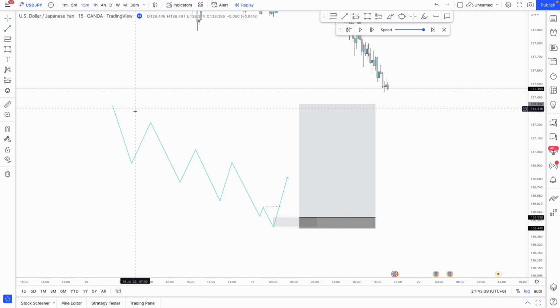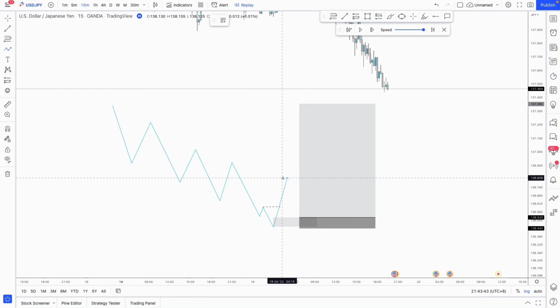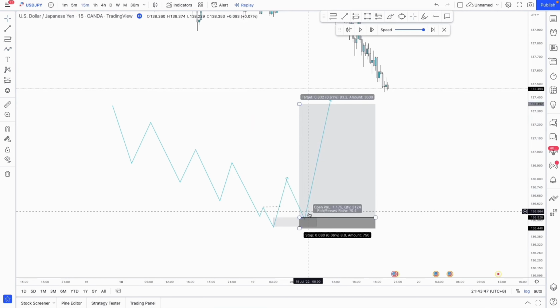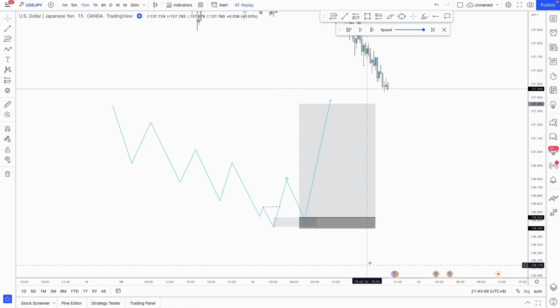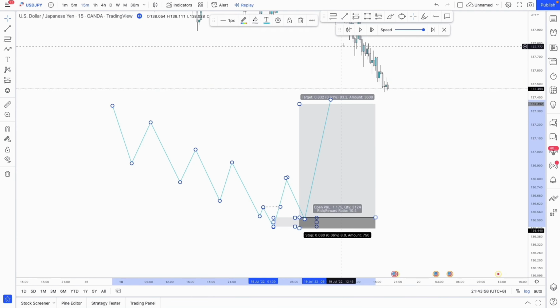Now, depending on other things like institutional order flow or liquidity, we will know whether we can use this level of demand and whether this change of character is, of course, valid. Because as we know, change of character in and of itself doesn't make all the sense.